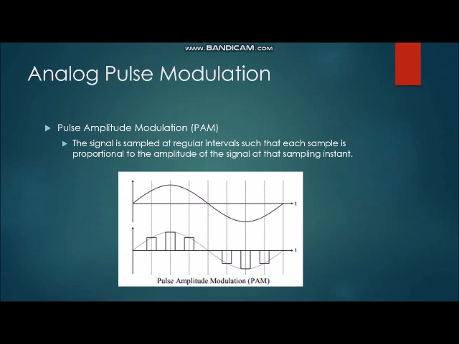Under the analog pulse modulation, we have the first type, which is the pulse amplitude modulation, or the PAM. In here, the signal is sampled at regular intervals such that each sample is proportional to the amplitude of the signal at the sampling instant. Here is the graph of the PAM.